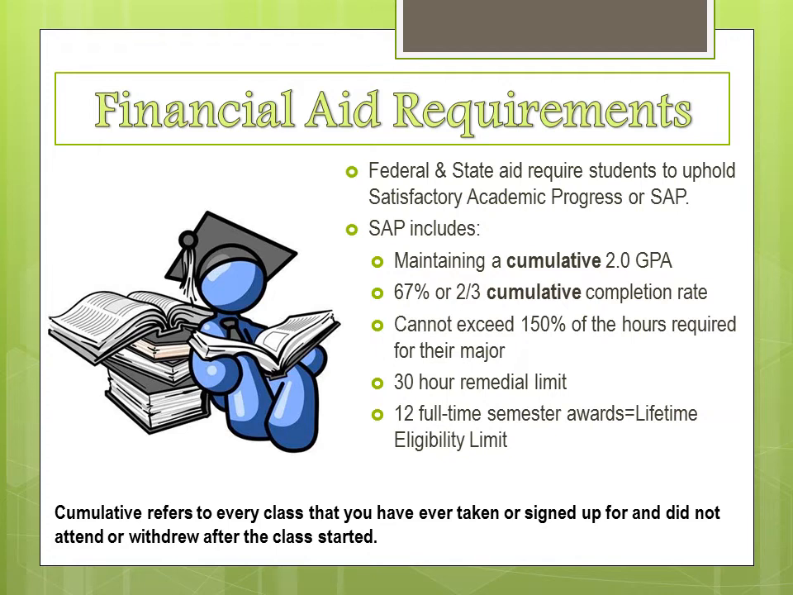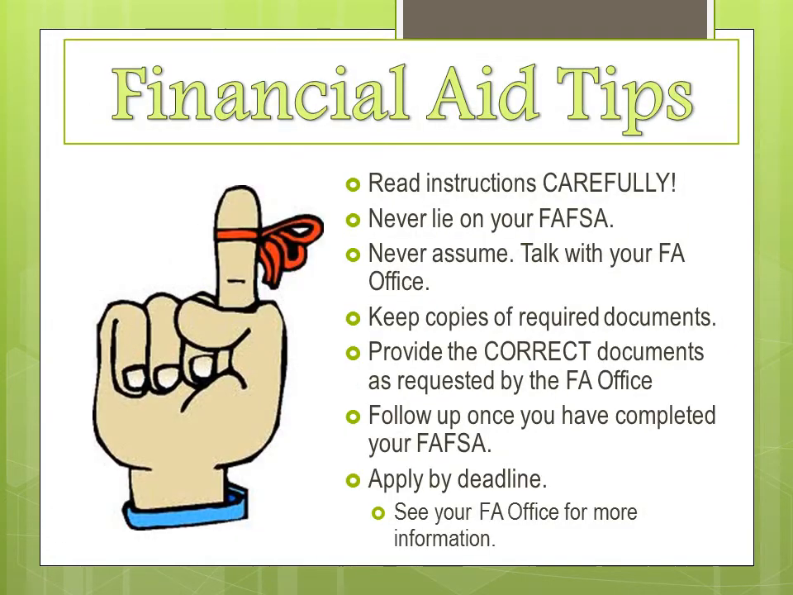Another requirement is repeat classwork. In some cases, financial aid will not pay for repeated classwork. So if you ever have taken a class, you're having to retake it again for whatever reason, maybe you just want to take it to improve a grade, be sure to check with us to make sure financial aid will cover that. 12 full-time semester, here again, the lifetime eligibility limit, that limits your eligibility as well. So keep these components in mind.